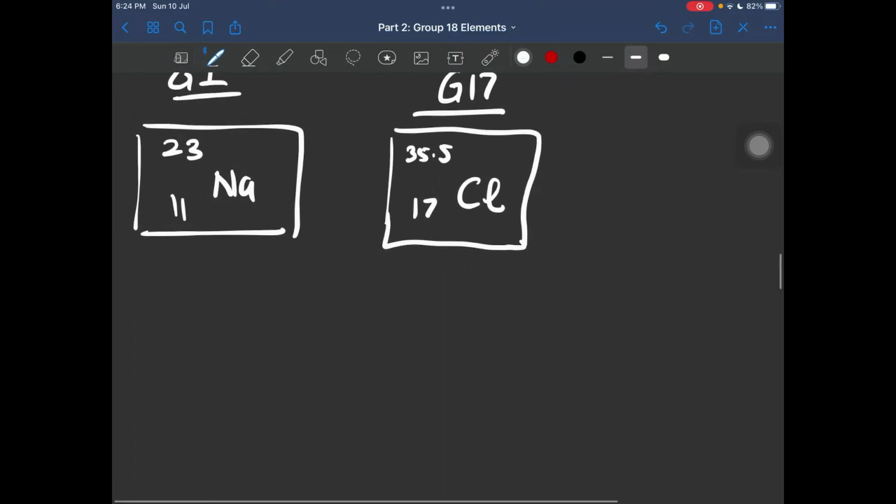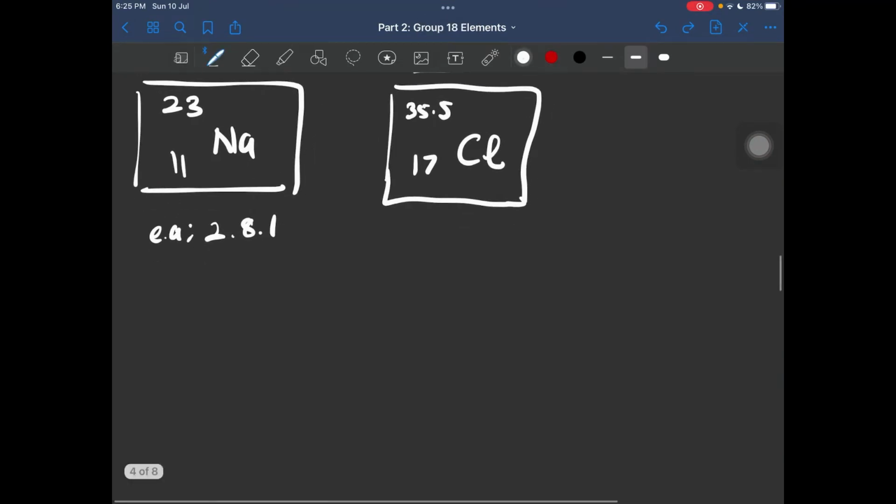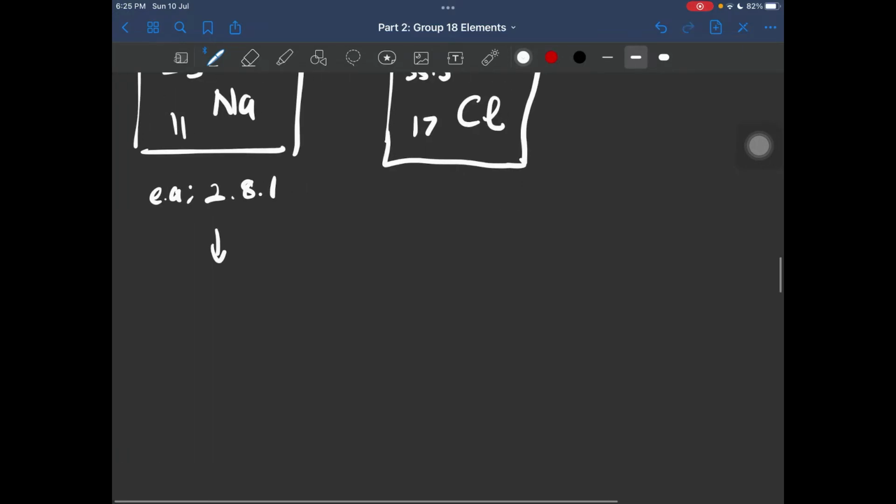For example, sodium. The electron arrangement is going to be 2.8.1, because it has 11 protons, therefore it has 11 electrons. In order to achieve the electron arrangement of 2.8, it has to release one of its valence electrons to achieve stable octet electron arrangement and become a cation, which is Na+.